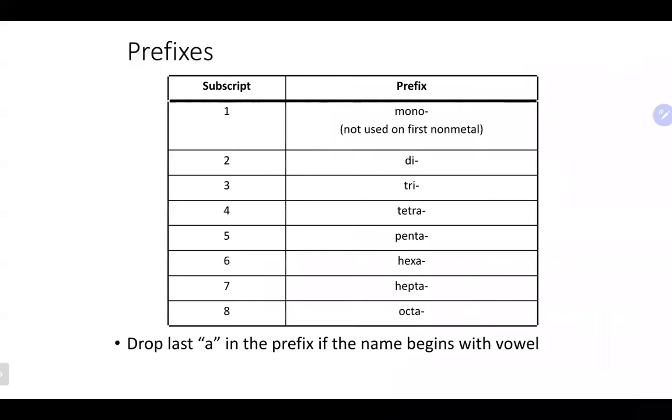So here's a table of our prefixes 1 through 8, along with nona, which is 9, and deca, which is 10, although we don't really get too much into that. So tetra is 4, penta is 5, hexa is 6, hepta is 7, octa is 8.